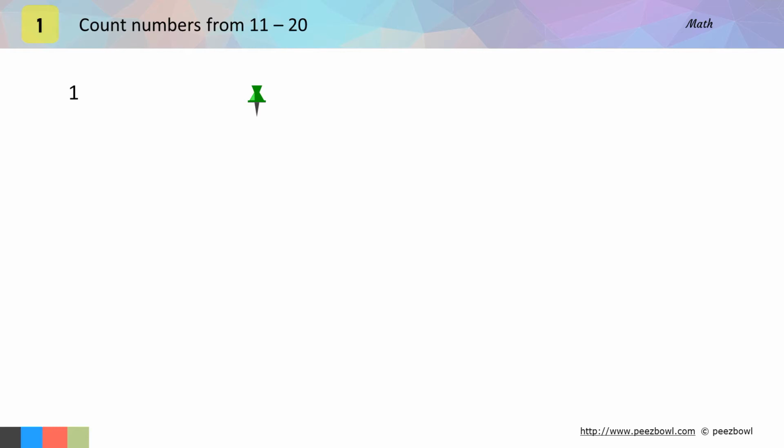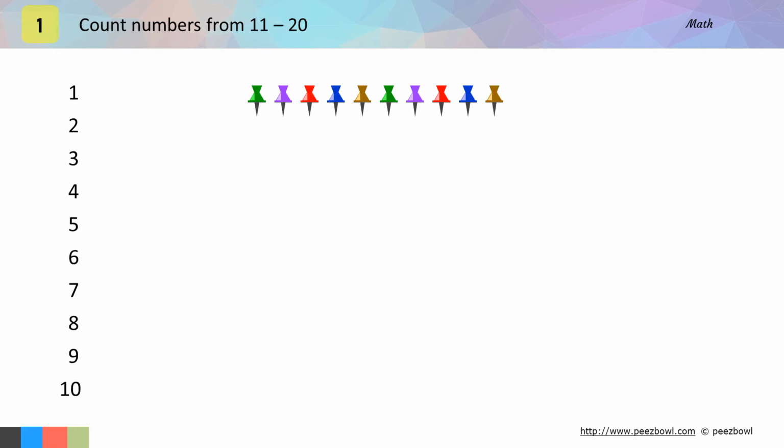You already know how to count from 1 to 10, so I will not repeat it. Here we have 1, 2, 3, 4, 5, 6, 7, 8, 9 and 10 pins. We have total 10 pins. Now I will take all these 10 pins and group them together.